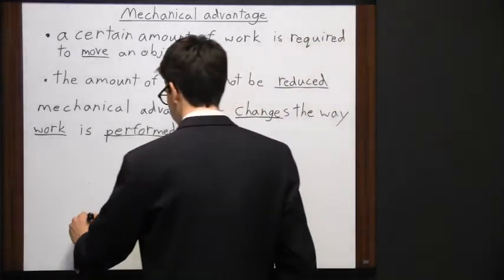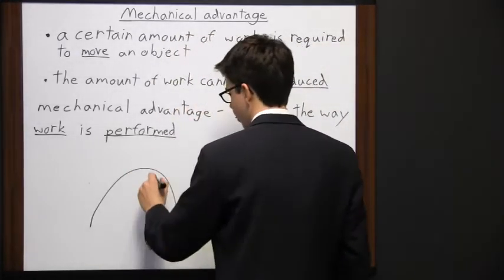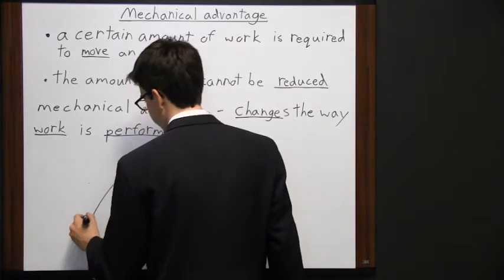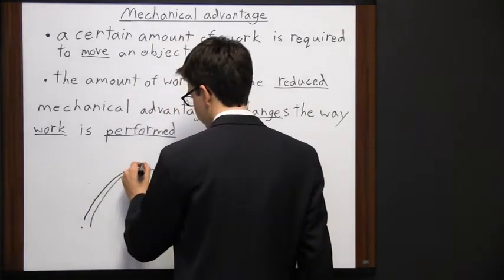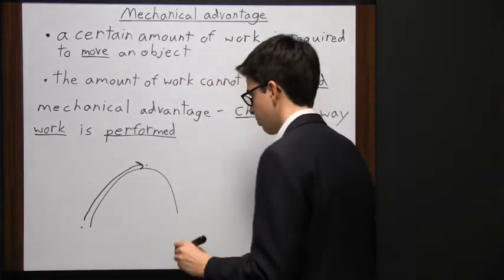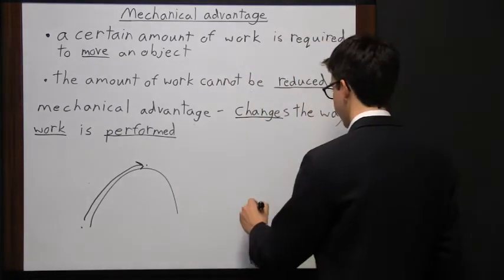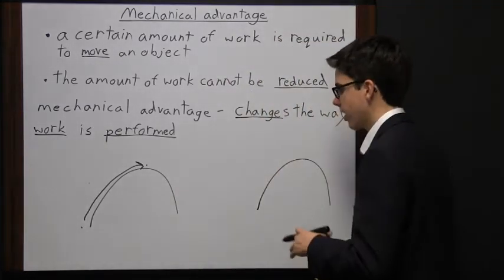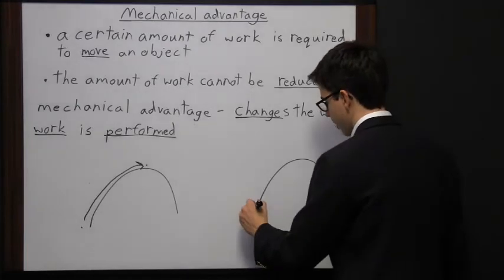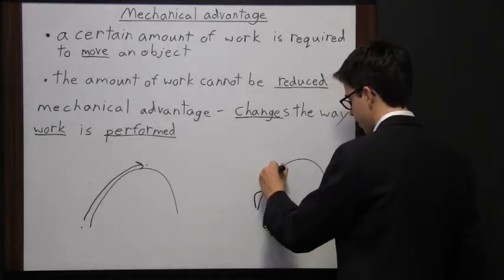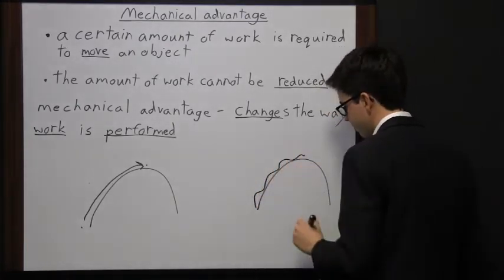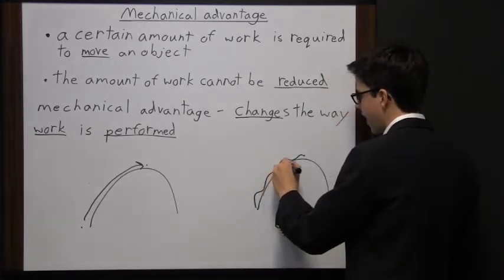So say we have a hill right here. If someone wanted to get to the top of this hill, but they're down here, they could take a direct route to the top. So it's going to be very steep, but they don't have to walk very far. But someone else could take a longer route, a meandering route, and go like this.